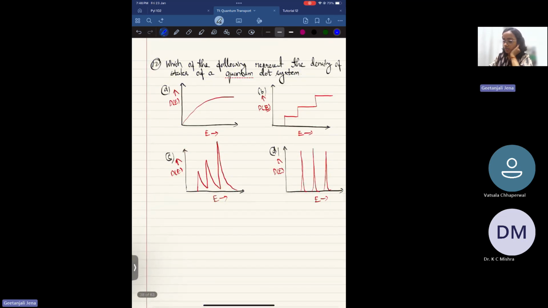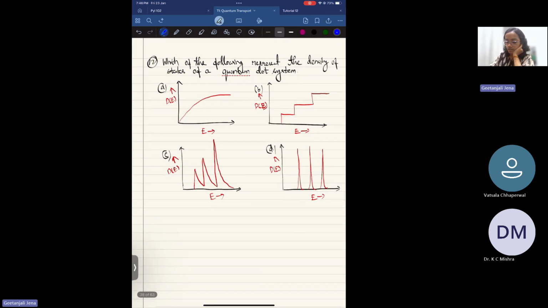Question number 12. It's quite an easier one. It says which of the following represents the density of states of a quantum dot system. Can you let me know the answer? Which one of these graphs correctly represents the density of states of a quantum dot system? Yes, option D is the correct answer.